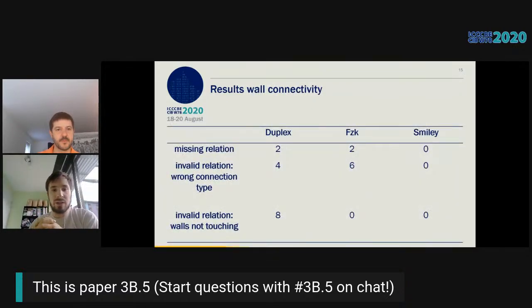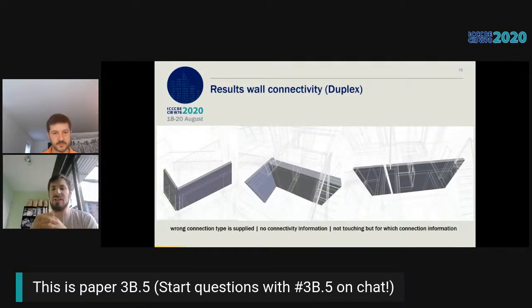Then the results for wall connectivity in this table. A relationship can be missing for two walls that are actually touching. It could also be an invalid relationship, so with the wrong connection type, start or end, or a wrong relationship. And you see that here illustrated again in case of the duplex model. On the left, the wrong connection type, at start or at path wrongly specified. No connectivity information for two walls that are touching. And two walls that don't touch, but are actually said to be connected.